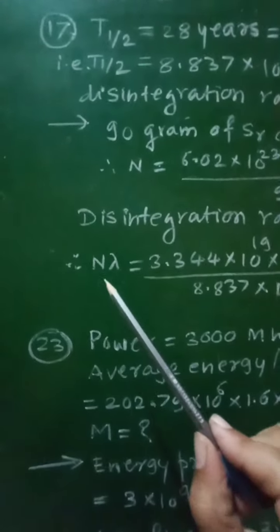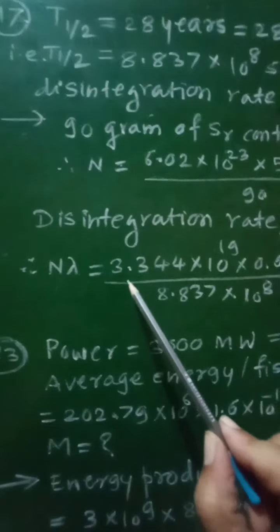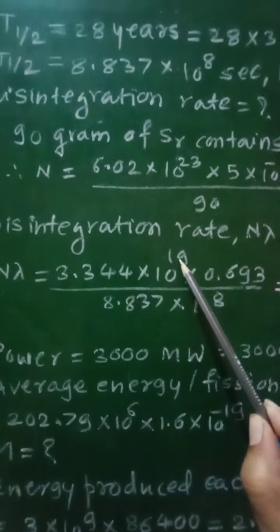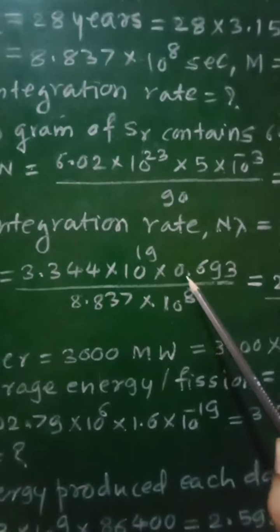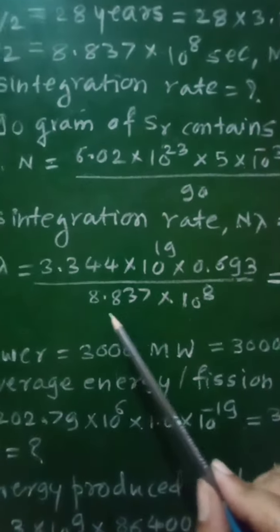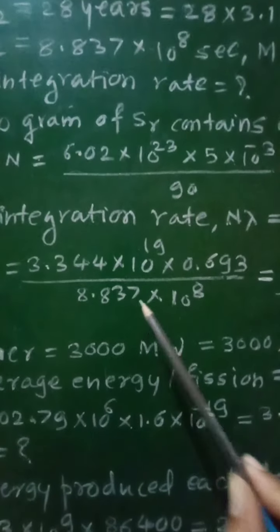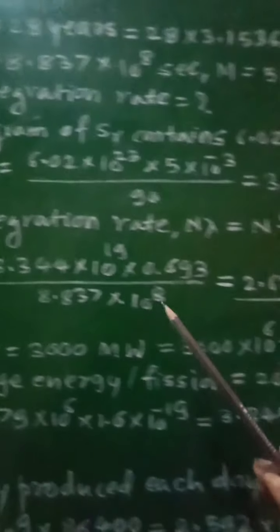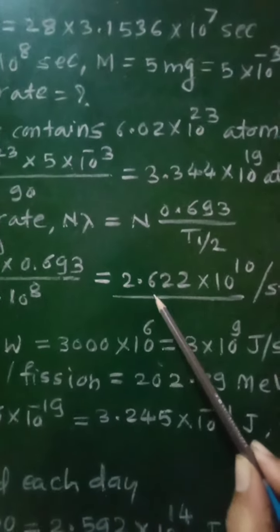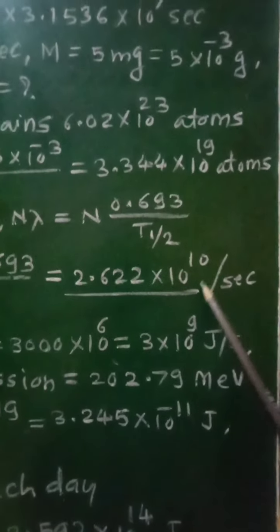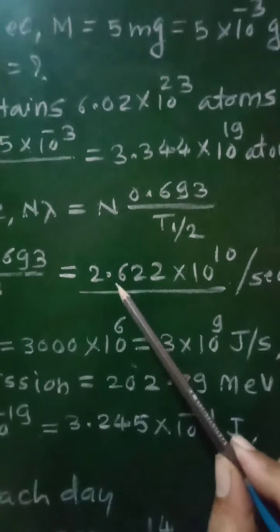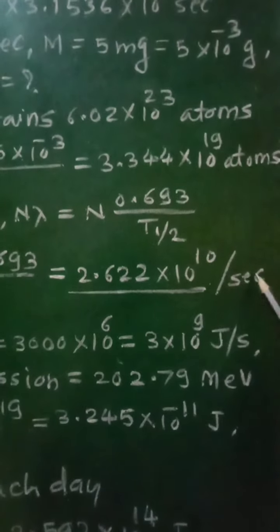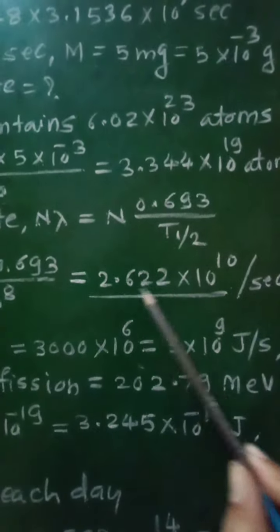Putting the values, we will get n lambda equal to 3.344 into 10 raised to 19, that is the value of n, into 0.693 divided by 8.837 into 10 raised to 8. Simplifying this, we will get 2.622 into 10 raised to 10 per second, that is disintegration per second. So this will be the disintegration rate.